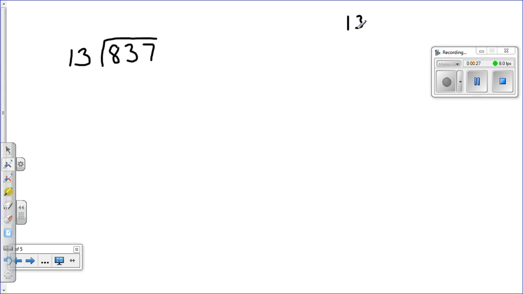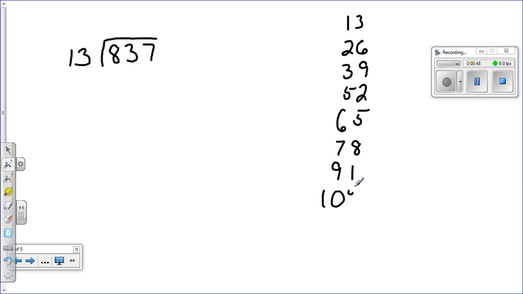So we got 13, 26, 39. Add 13 gives us 52. Add 13 more gives us 65. Add 13 more gives us 78. Add 13 more gives us 91. Add 13 more, we should end up with 104. Add 13 more, we'll end up with 117. Add 13 more, we'll get to 130.